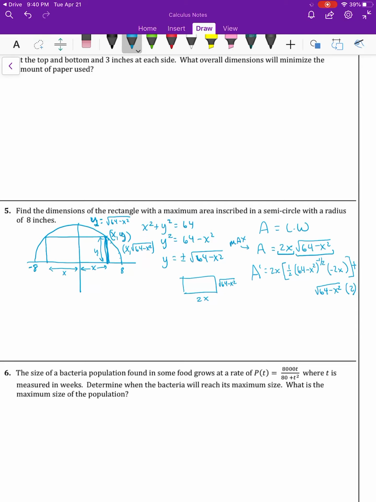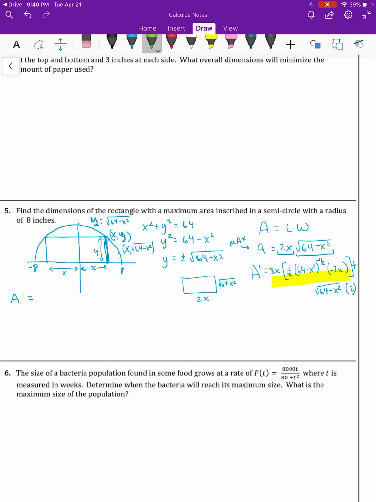So I would have to bring my 1/2 down, times 64 minus x squared to the negative 1/2, times the derivative of 64 minus x squared, which is negative 2x, and then plus the second, which is the square root of 64 minus x squared, times the derivative of the first. The derivative of 2x is 2. So I'm just squeezing that in. Let's move it over here where I have space.